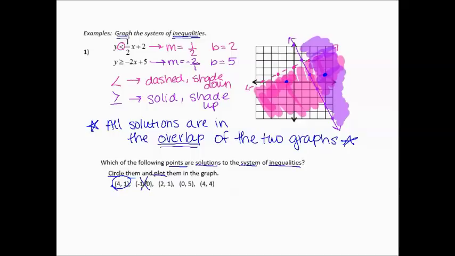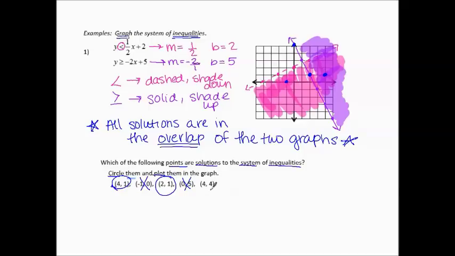The point (2, 1): over 2, up 1. I land right on my solid line. I notice that it's in the shaded region of the pink and on the solid line. That will be a solution since it's on a solid line. (2, 1) will be a solution. (0, 5): 1, 2, 3, 4, 5. I notice it is on the solid line, but this one is not in the shaded region of the pink. So (0, 5) is not a solution.